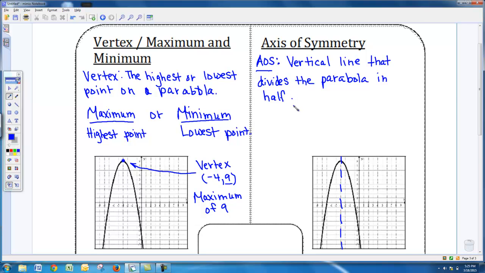And the equation of the axis of symmetry is always an x equals equation. Because remember, a vertical line crosses the x-axis, so it always has an x equals equation. So the equation of this AOS, or axis of symmetry, is x equals -4. Because every point on this line has an x-coordinate of -4.